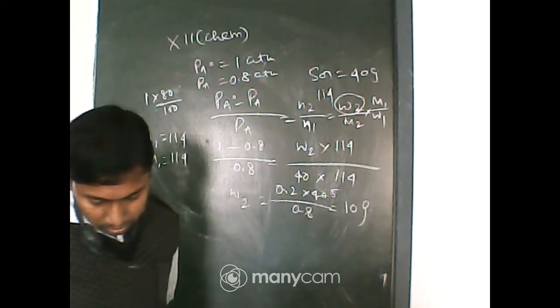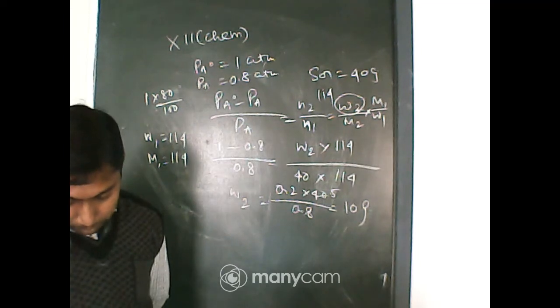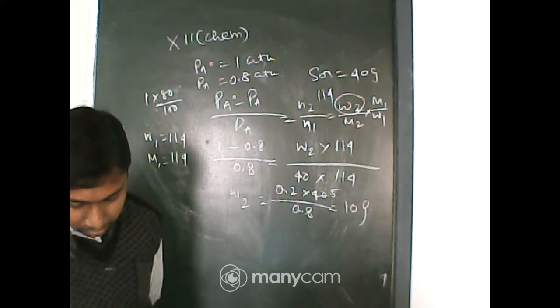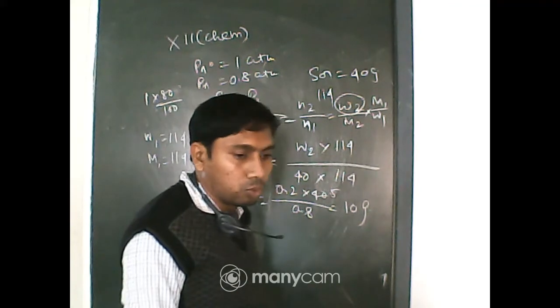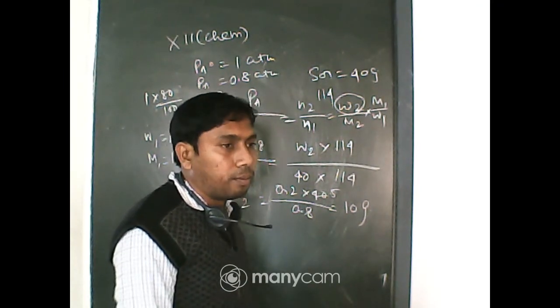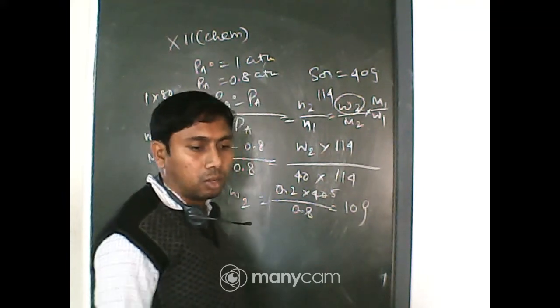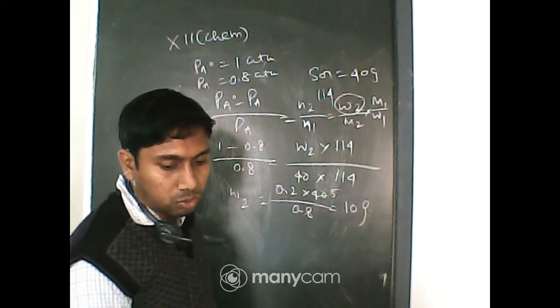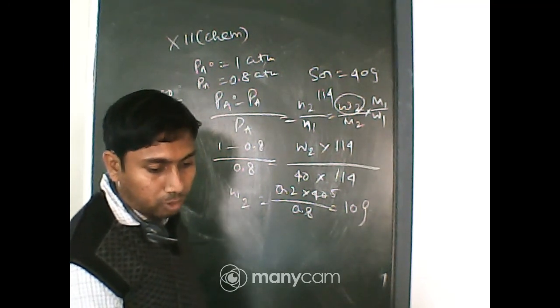So what would be the answer? We have to add 10 gram of the non-volatile solute to decrease the pressure by 80% of its normal pressure. Okay, understood this? Okay, so that's all for today's class.